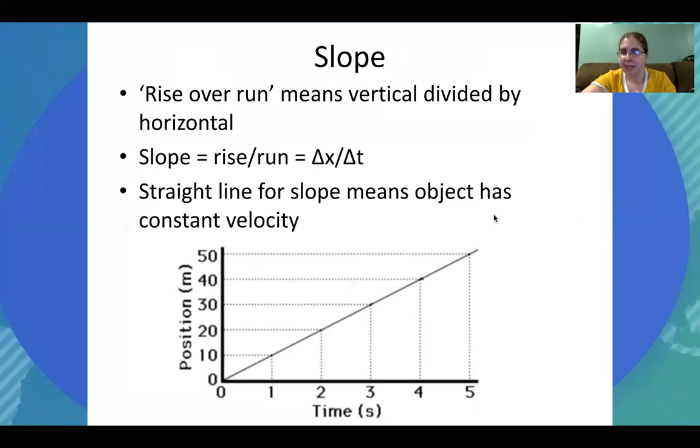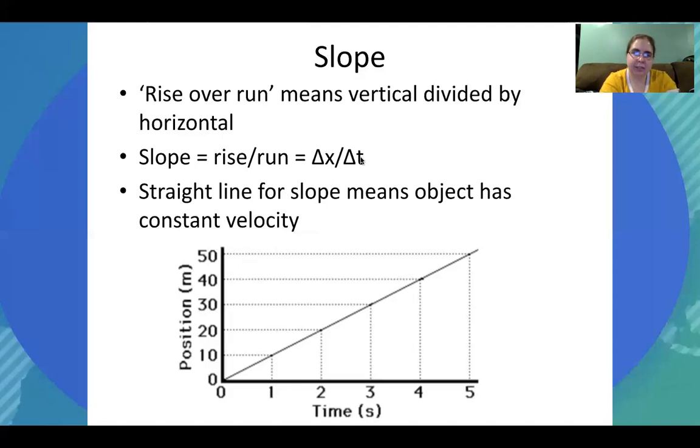Now, if you remember in math class, when you find the slope, it's rise over run. So the y position over the x position. That means the vertical, the y position, is divided by the horizontal, or the x position. Vertical is position divided by the horizontal, which is time, position over time. Delta x divided by delta t. So in other words, the slope tells you the velocity.